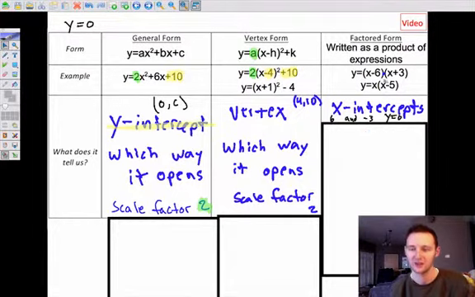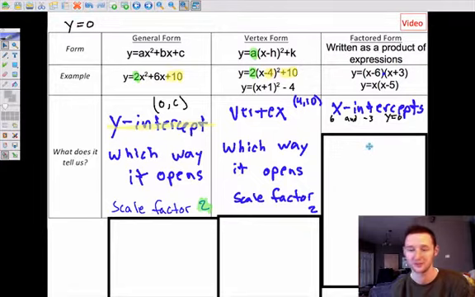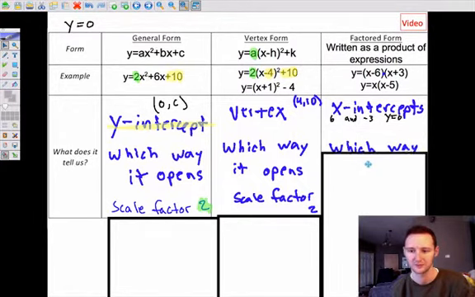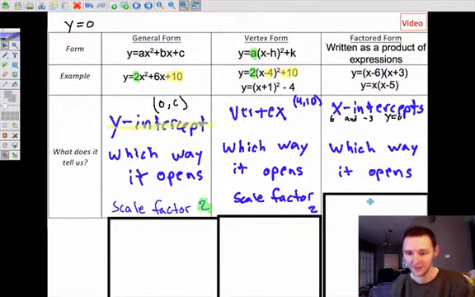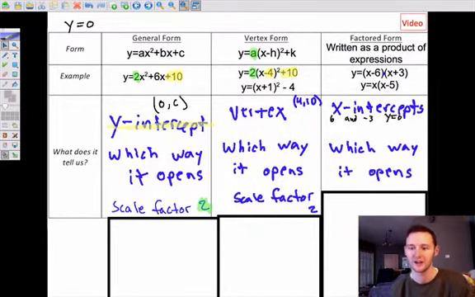But for now, the most important thing for you to know is that factored form gives you the x-intercepts, or roots or zeros. Remember, those are the same thing. Again, it tells you which way it opens. We don't have a negative out in front of all this parenthesis stuff, so this one's going to open up.